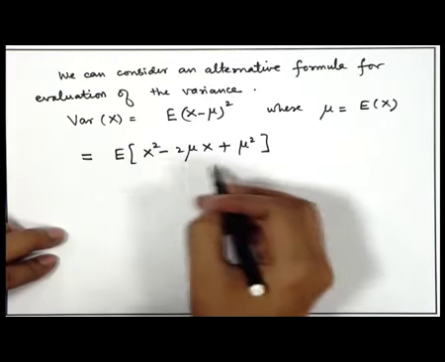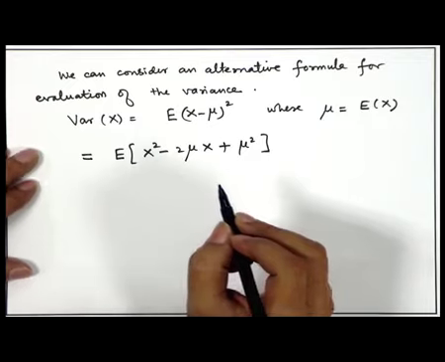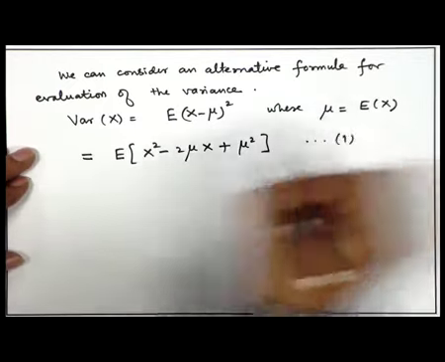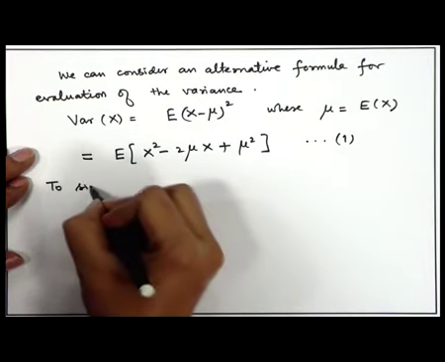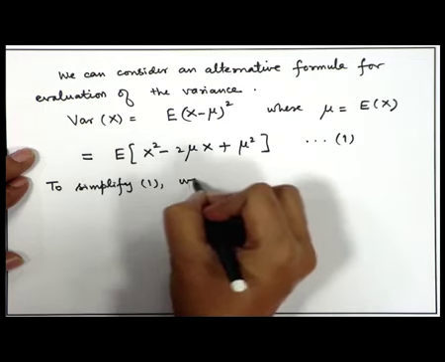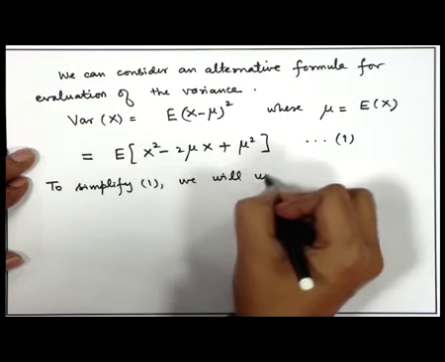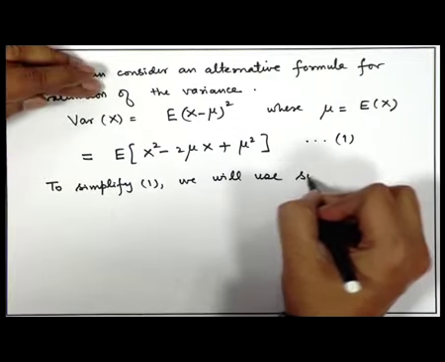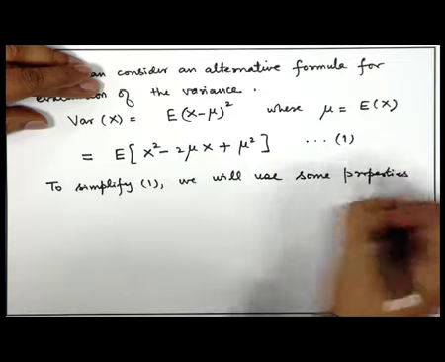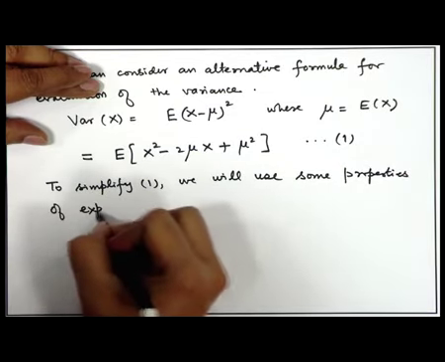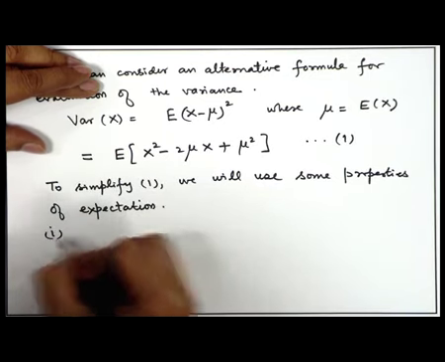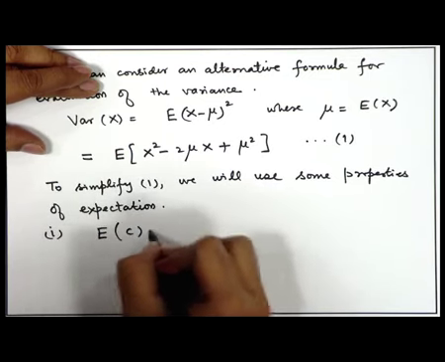Now, here I will try to use some properties of the expectation. So, let me call it 1. To simplify 1, we will use some properties of expectation. The first property is that expectation of a constant is constant.